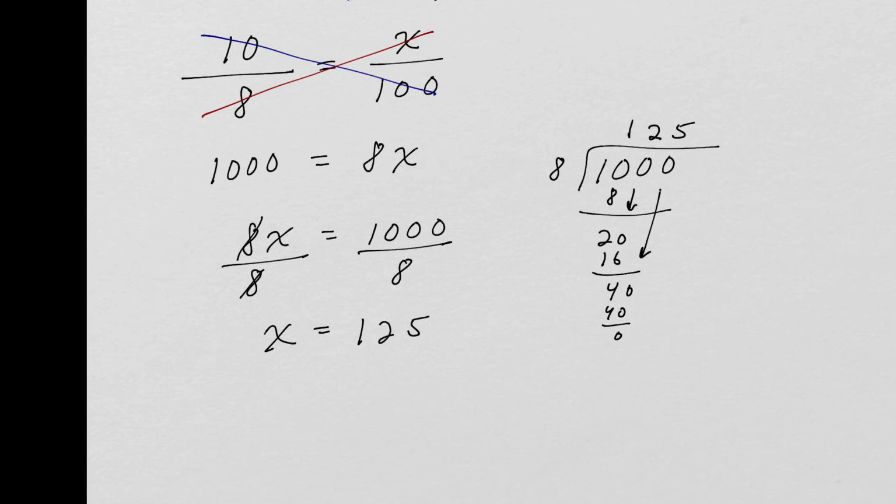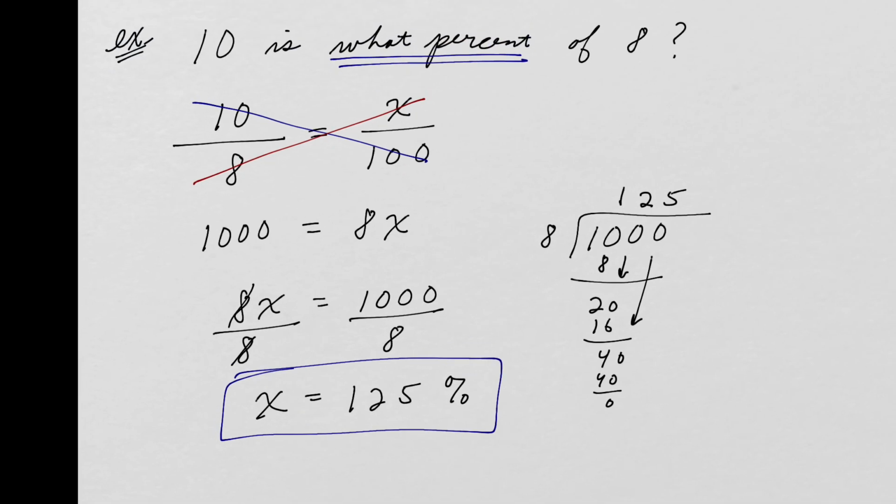And notice here, I don't need to do anything further. The answer already is a percent. Because of how it's set up as a proportion, if the unknown is a percent, the answer already is a percent. So I can just write percent here, and that is correct. It's going to be 125%, right? 10 is 125% of 8.